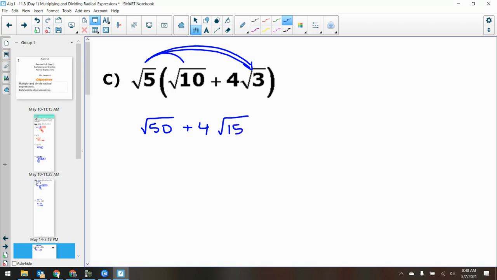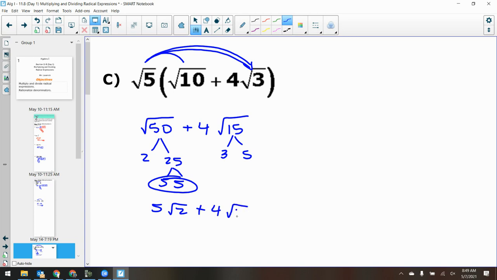Now, I have to break everything down. 2 and 25, 5 and 5. So 5 radical 2 plus. Now, does anything happen with the 15? No, there's no buddies, right? So we just leave it plus 4 radical 15. And that's it. I can't combine it past that. Make sense? Okay. Let's do one more of those.